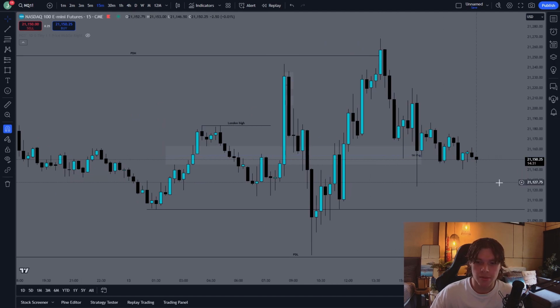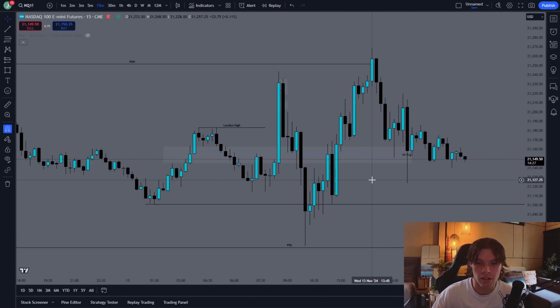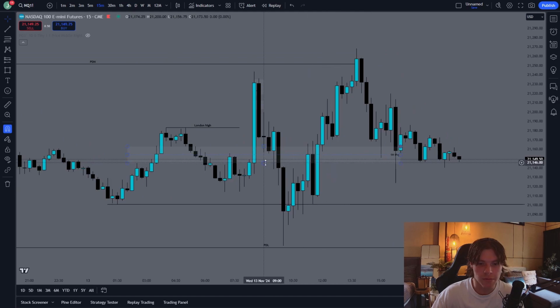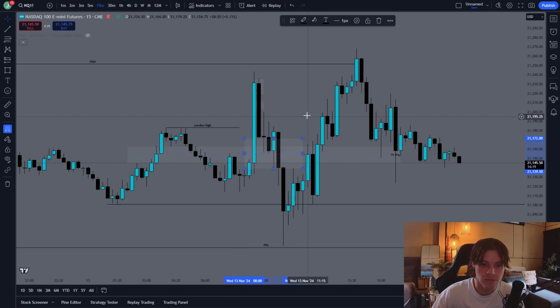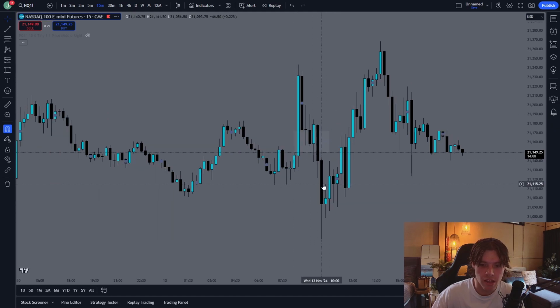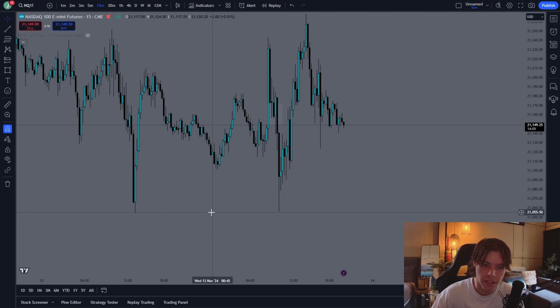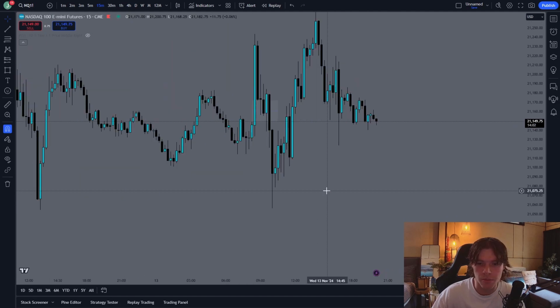The 15-minute is a bit choppier. You can get a bit more confused with this, but it's the same thing here. Let me clear up my chart. When you see this fair value gap get inversed here on this candle, you can probably expect us to at least take these lows, and these lows, which we didn't. That's just unlucky in my opinion.